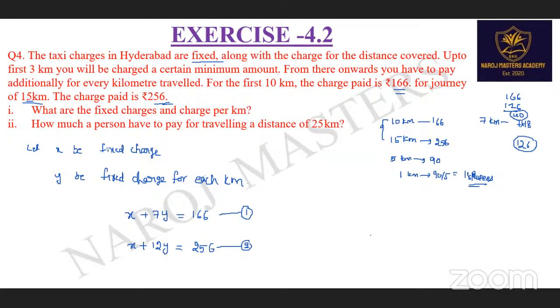So we have to solve this by the elimination method, by pair of linear equations. So let me solve this problem. The fixed charge is 40 rupees and the first 7 kilometers charge is 126 rupees, means per kilometer 18 rupees we got here. So let me solve this one.